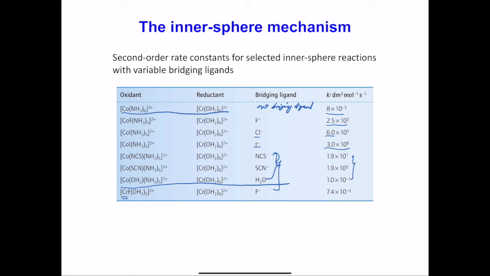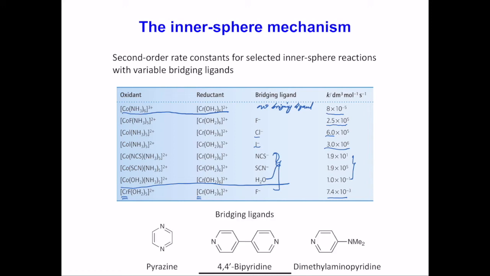That's a chromium compound, a redox reaction between two chromium compounds. So you will see the rate is about this number, 7.4 times 10 to the minus 3. You can also use other types of bridging ligand instead of halide. Here is pyrazine, so this can bridge the metal one. This one can coordinate with metal 2.